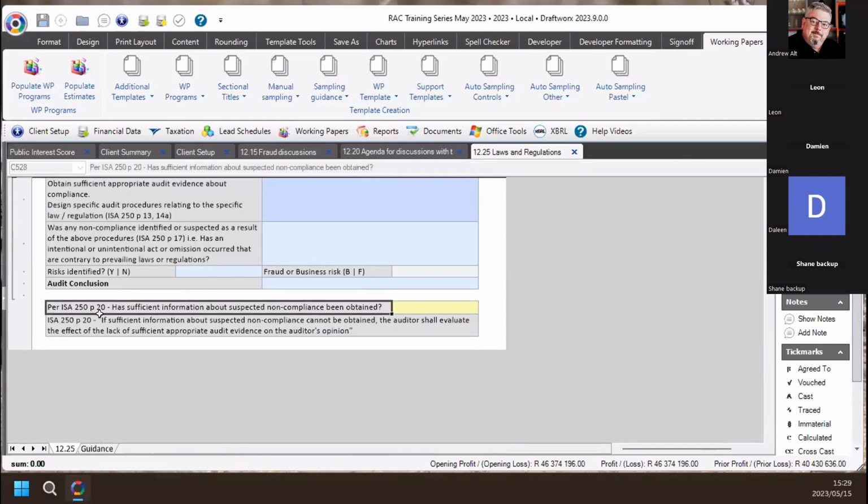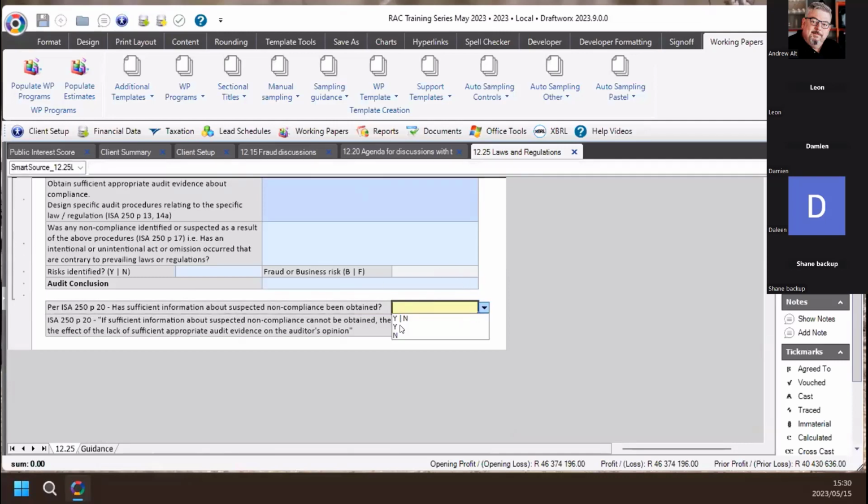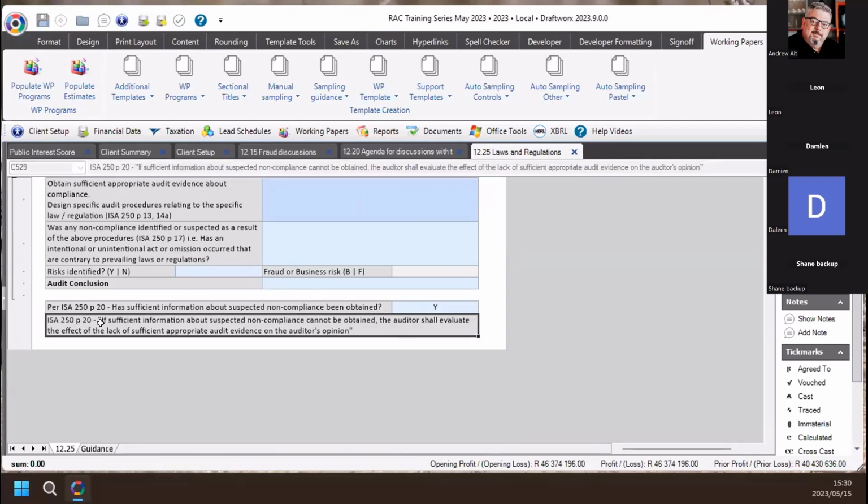There is also ISA315 paragraph 20, which requires us to obtain sufficient information about suspected non-compliance, and has the procedures we've done above allowed us to get that level of assurance? Okay. If sufficient information about suspected non-compliance cannot be obtained, the auditor shall evaluate the effect of the lack of sufficient appropriate audit evidence on the auditor's opinion. That's ISA315 paragraph 20. That's why we're asking this question.